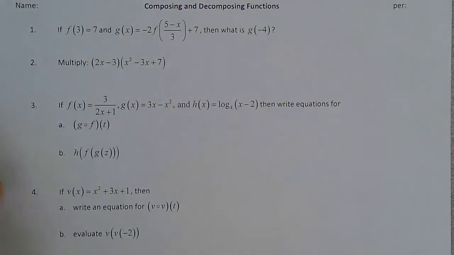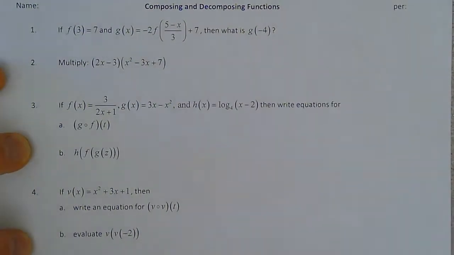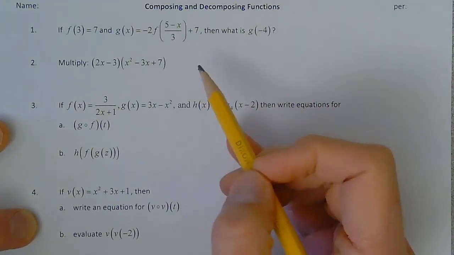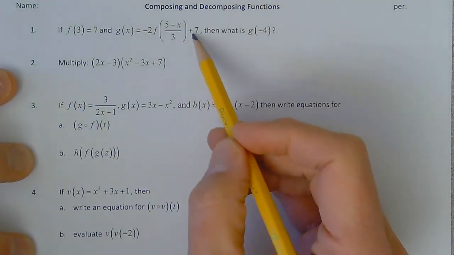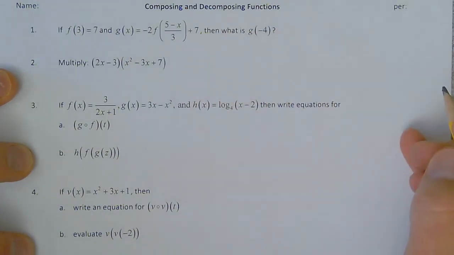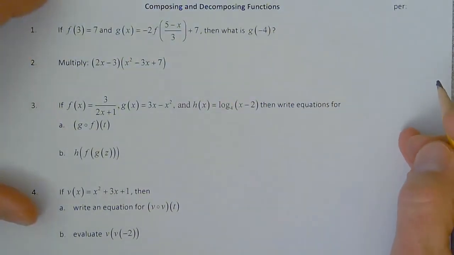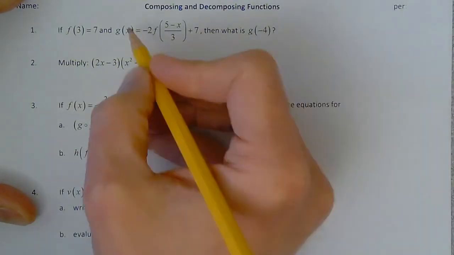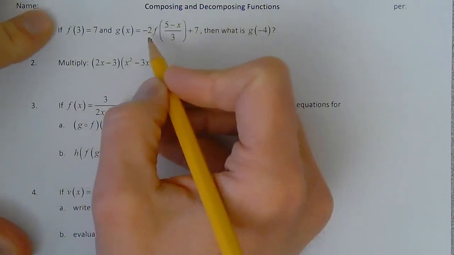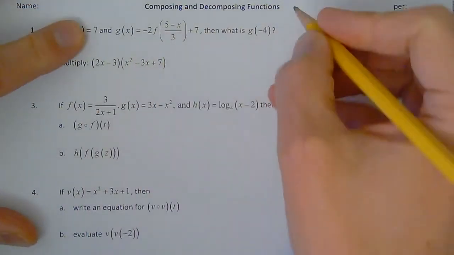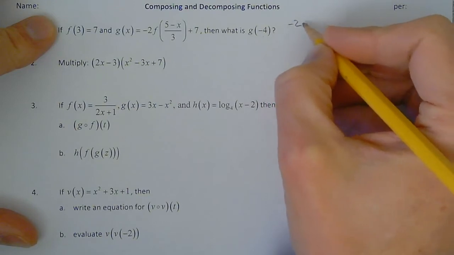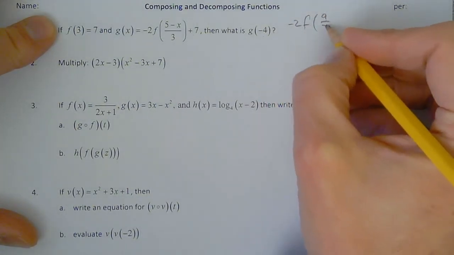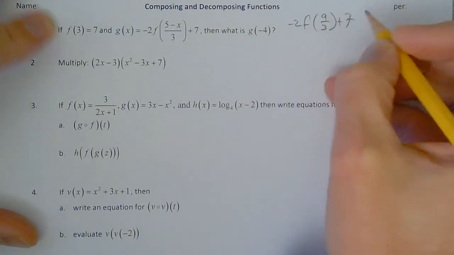All right, it tells us that if f of 3 is equal to 7 and g of x is negative 2 times f of (5 minus x) over 3, plus 7, then what is g of negative 4? Well, g of negative 4 means replace all the x's we see with negative 4's. If we do that, we get negative 2 times f of (5 minus negative 4, which is 9) over 3, plus 7.